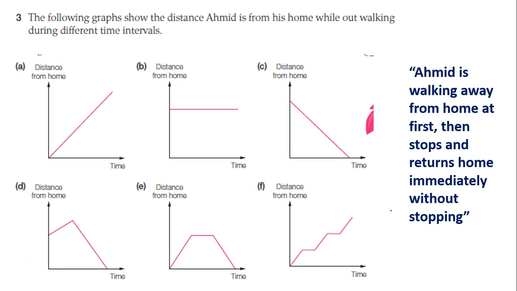The last one. Ahmed is walking away from home at first, then stops and returns home immediately without stopping. So the last one we've got is this one, D, and does that match up? He's walking away from home, then stops and returns home immediately with no break. So there's no horizontal section. He just turns around and goes straight home.